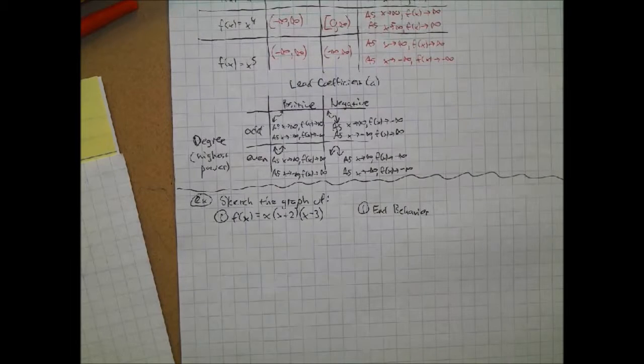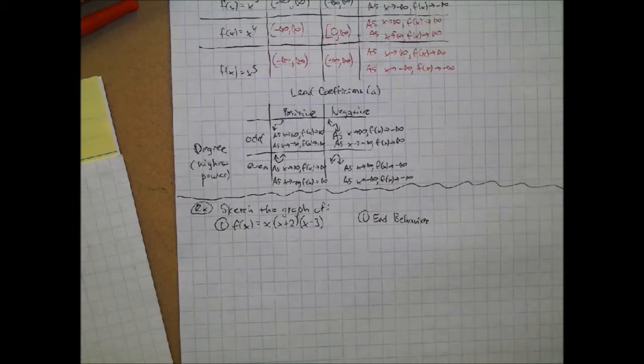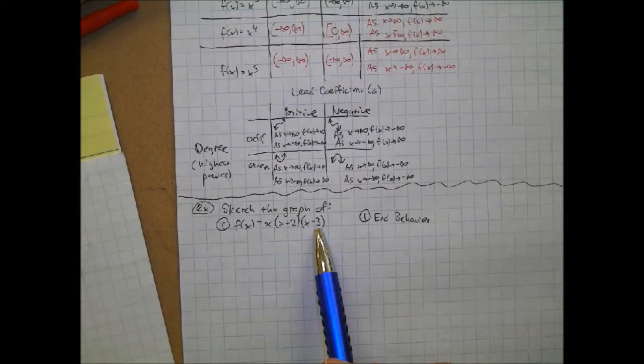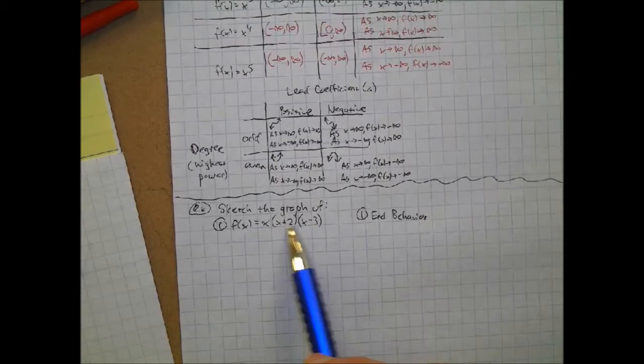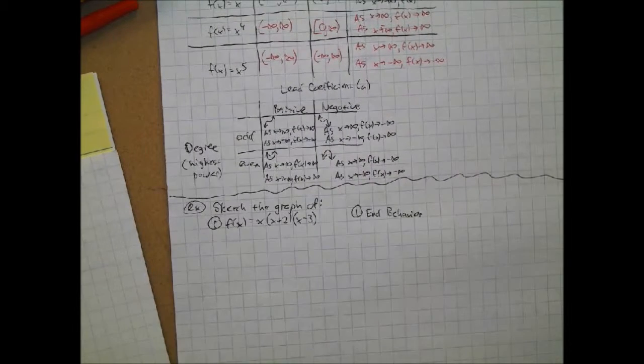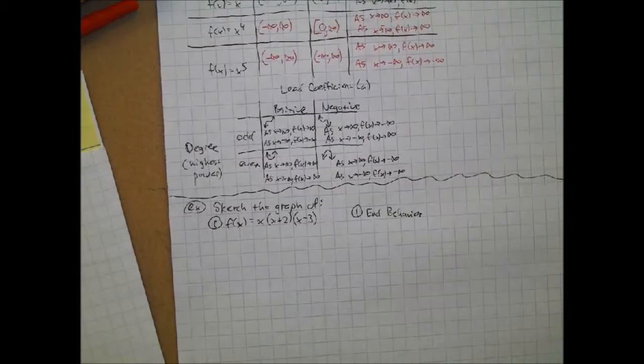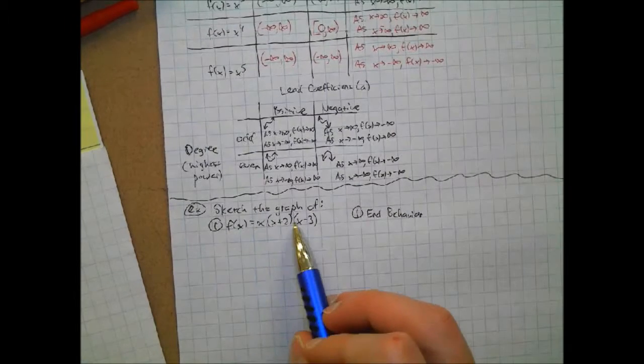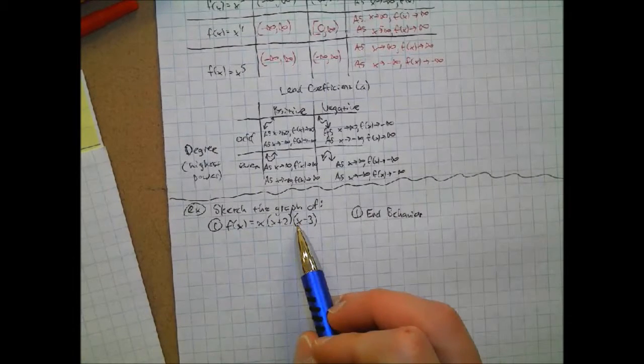The a value, right? We need to know a, the lead coefficient, and we need to know the degree. So looking at this, what's a going to be? 1. How do you know? There's nothing in front of any of the x's. It's a 1x, a 1x, a 1x. So 1 times 1 times 1, it's going to be 1. Yeah, so a here is 1. Very good.